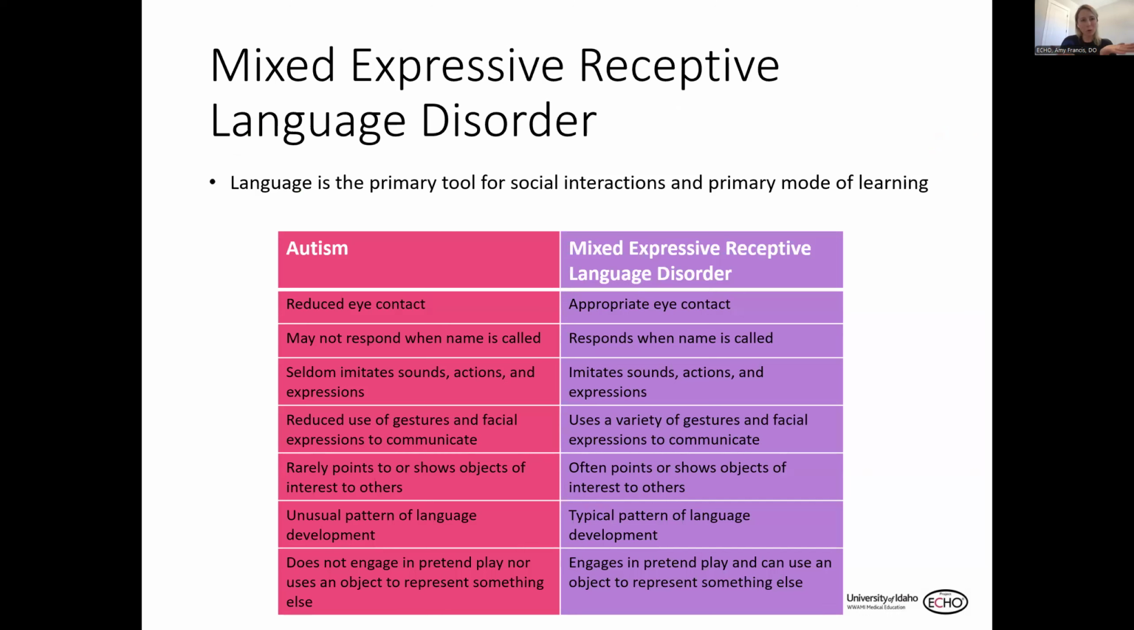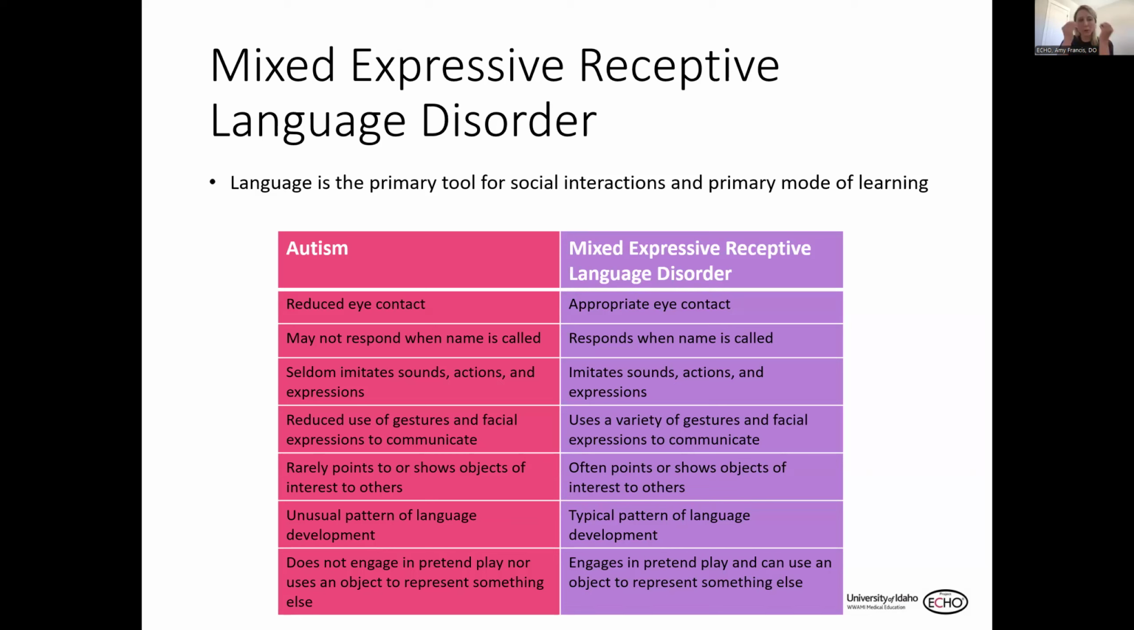Many children will present with both, especially the children that we're seeing, and that you might consider doing a stat on because you have concerns for autism. The difference is children with mixed expressive receptive language disorder will typically engage in appropriate eye contact. They'll respond when their name is called. They'll imitate sounds, actions, and expressions of others.